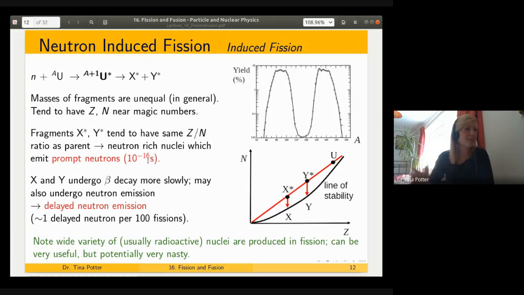You can think about this as the asymmetry term in the semi-empirical mass formula. They kick out neutrons really, really quickly to try and get into a balance of protons and neutrons. They do this very quickly, on the timescale of 10 to the minus 16 seconds. And these are quite high energy neutrons as well. If we want to ever use them for inducing fission again, we need to actually slow them down.